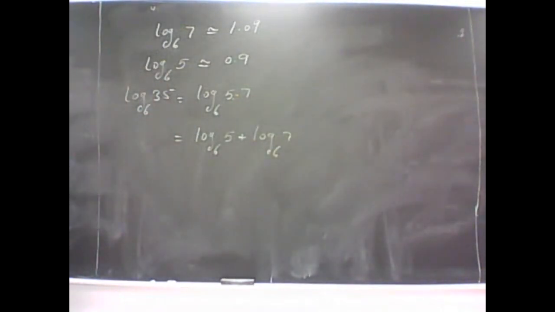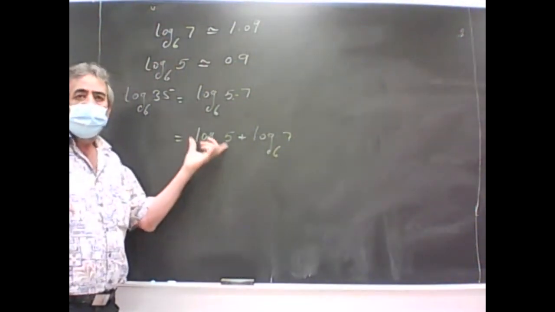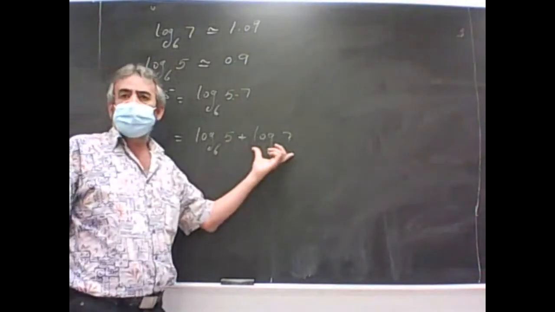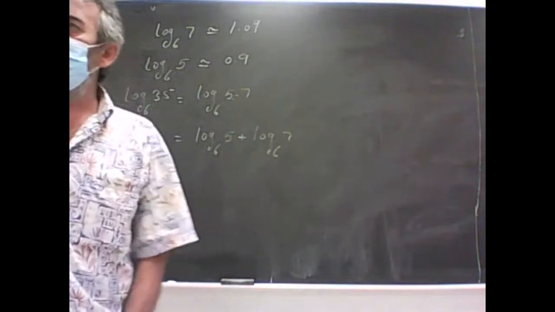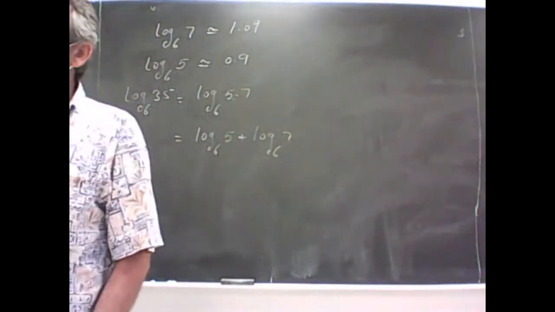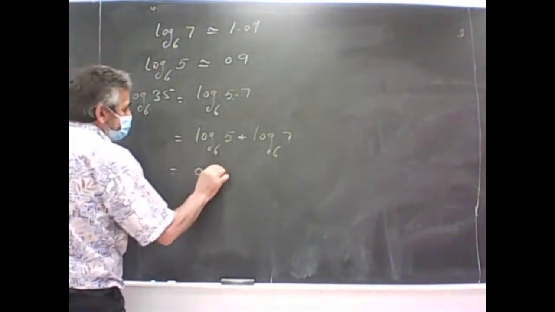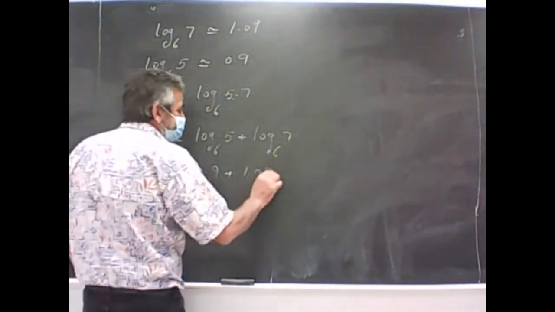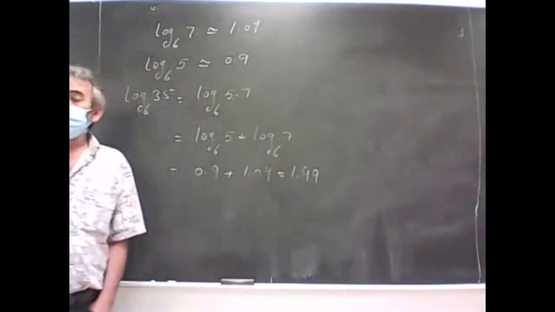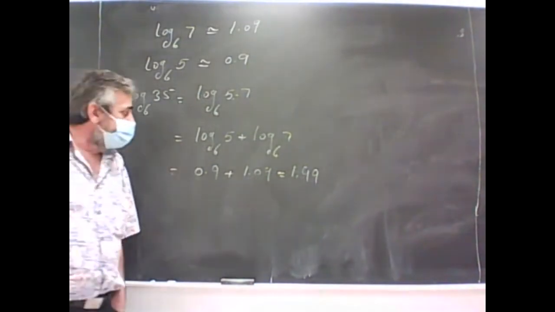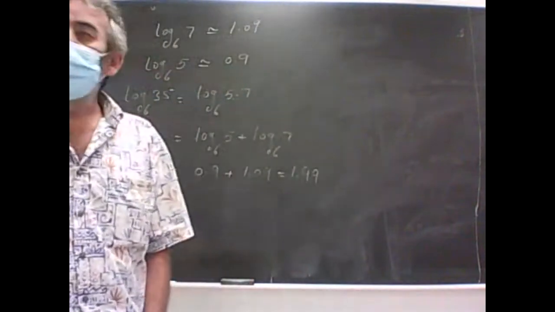Do I know what log base 6 of 5 is? Yeah. Do I know what log base 6 of 7 is? Yeah. So now I can substitute their values and figure out what log of 35 is. So this is equal to 0.9 plus 1.09, that's equal to 1.99. So now we can say log base 6 of 35 equals 1.99.